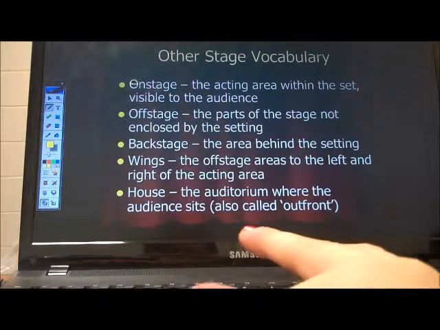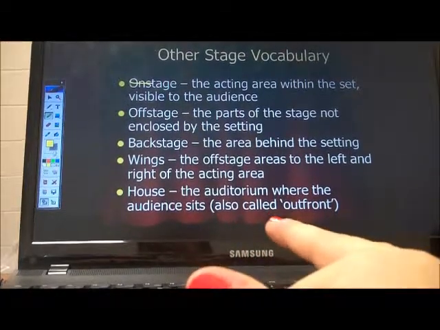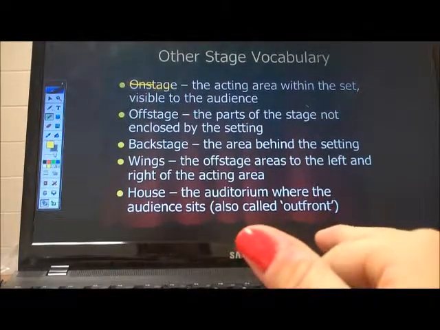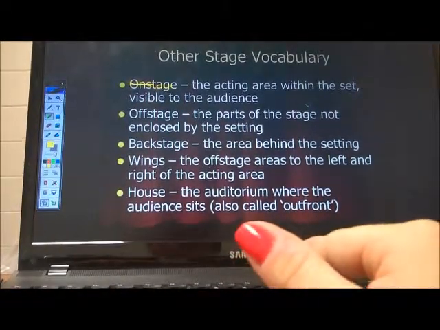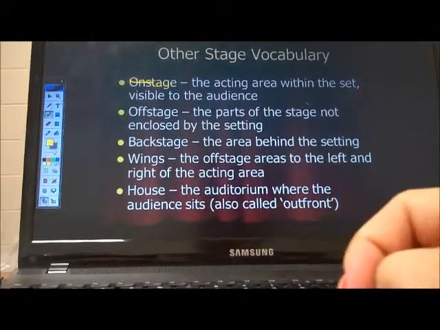So starting with on stage. Oops, that's not what I wanted. I wanted a highlighter. On stage: the acting area within the set visible to the audience. So anything that the audience can see would be considered on stage.